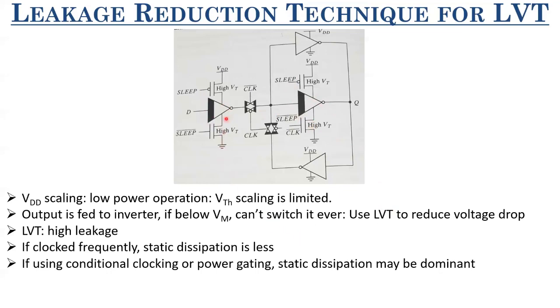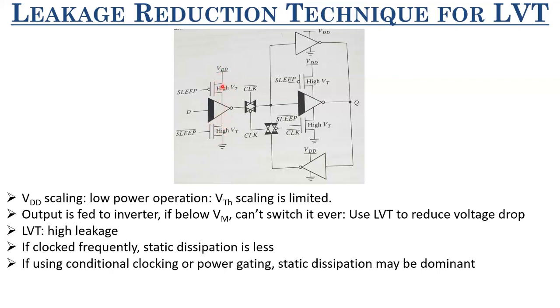Another thing that we can use is to reduce the leakage. What people do typically is, even if sleep is equal to zero, since it's LVT, even if these were LVT, there would be high leakage. But what people do is they make these power gating transistors with high VT. Why? Because if these power gating transistors are high VT, the effective leakage current through the inverter is actually the leakage current of this high VT.